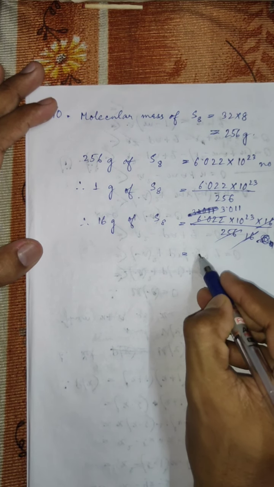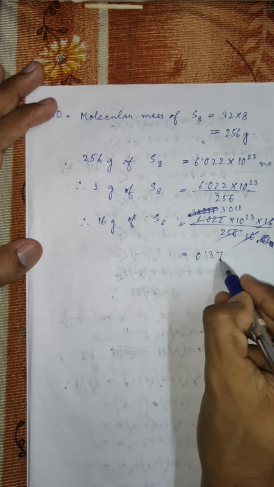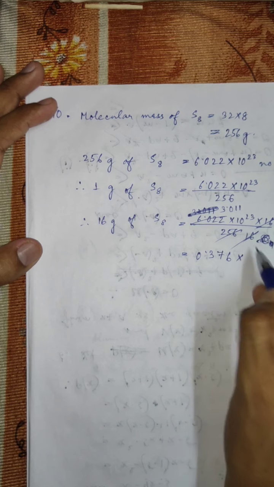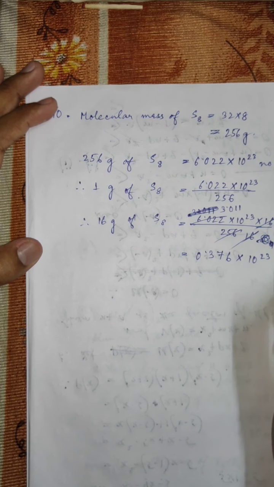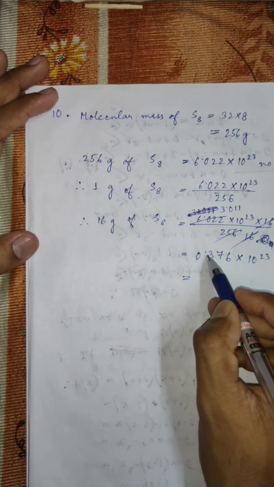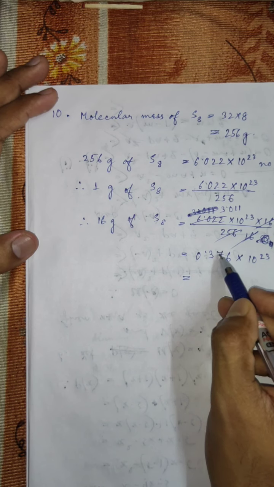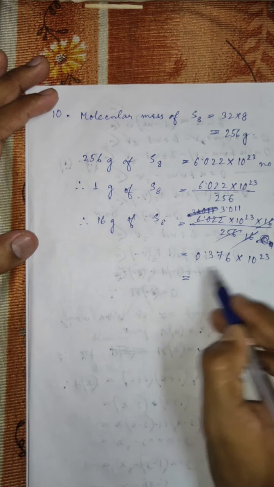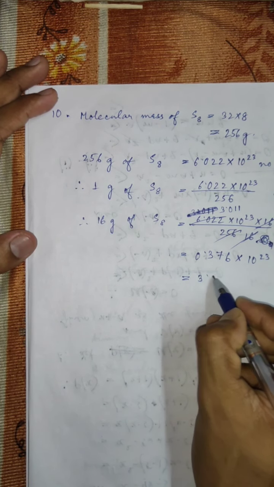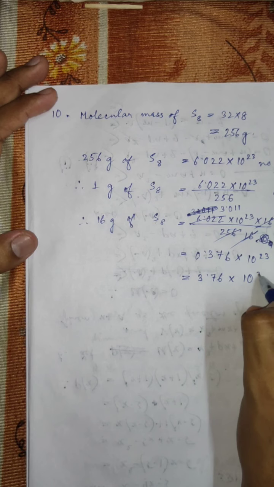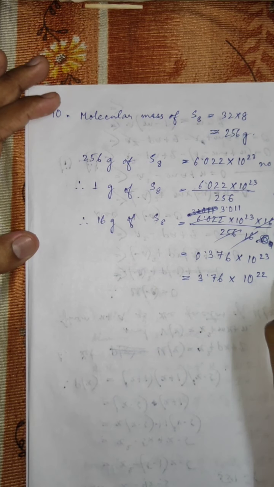So result will be 0.376 into 10 to the power 23 number of molecules. Now see, we need to write the answer in the standard form or scientific form. So in standard form the decimal must move one place to the right, after 3. So if we multiply this decimal number by 10, then result will be 3.76 into 10 to the power, as we have taken 10 from 10 to the power 23, there will be 10 to the power 22. This is the number of molecules.